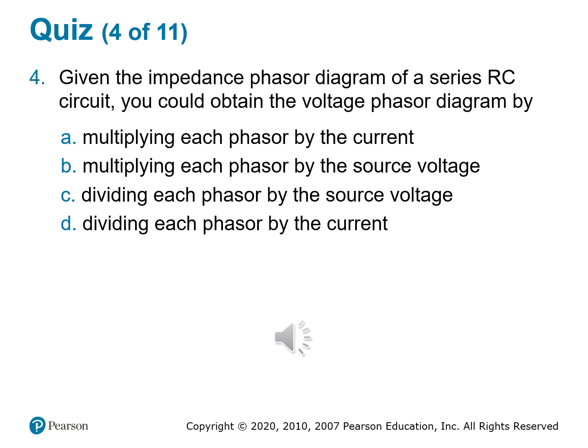Question number 4. Given the impedance phasor diagram of a series RC circuit, you could obtain the voltage phasor diagram by doing what? A, multiplying each phasor by the current. B, multiplying each phasor by the source voltage. C, dividing each phasor by the source voltage. Or D, dividing each phasor by the current. Go ahead and pause the video now. All right, if you're back, the correct answer was A, multiplying each phasor by the current.